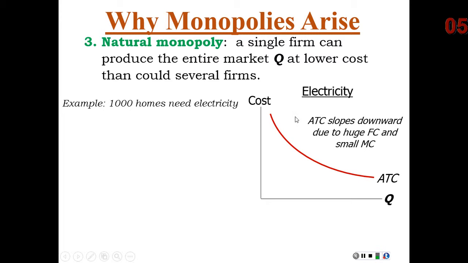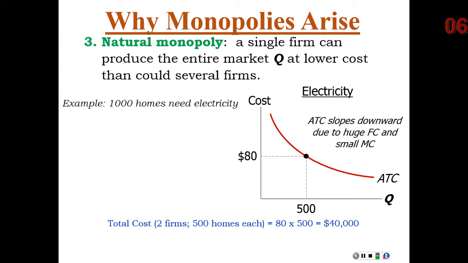Okay, so if a firm does have a cost structure that looks like this, let's compare the example of one firm providing this electricity to all 1,000 homes versus two firms evenly splitting the market. Let's take a look at that. So if two firms are going to produce, let's just say that each firm provides electricity for 500 homes. That's half of the market, and that costs them $80 a home. So $80 per home times 500 equals the cost for each firm. It would cost them $40,000 to service half the market. But remember, there's two firms, which means the total cost of two firms providing this electricity would be $80,000.